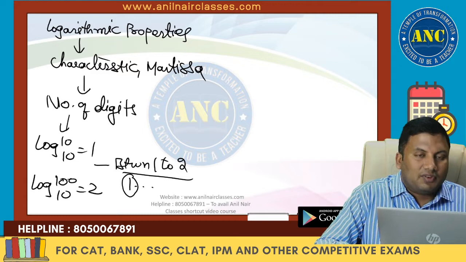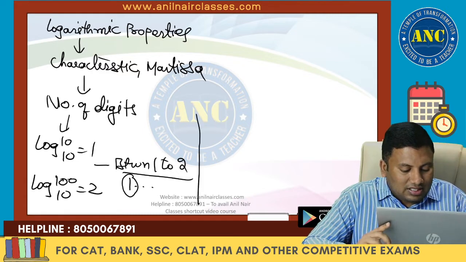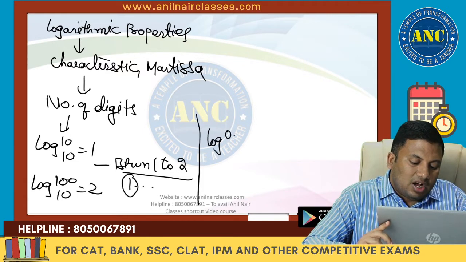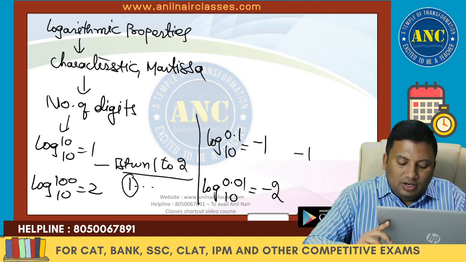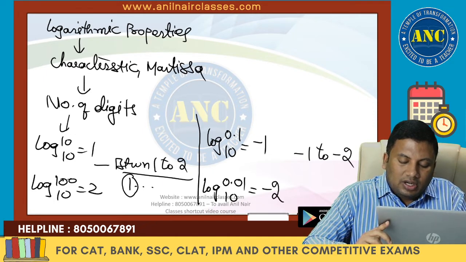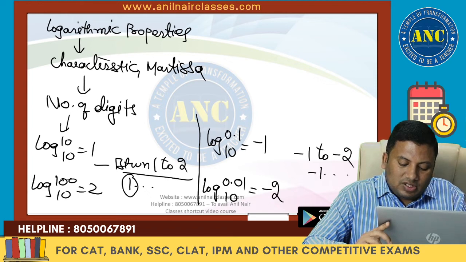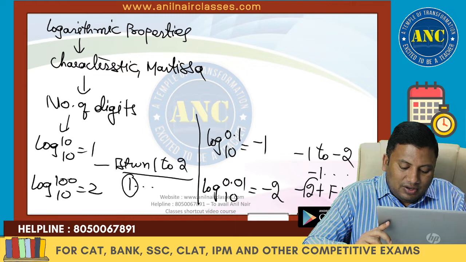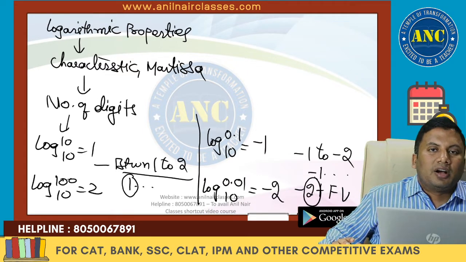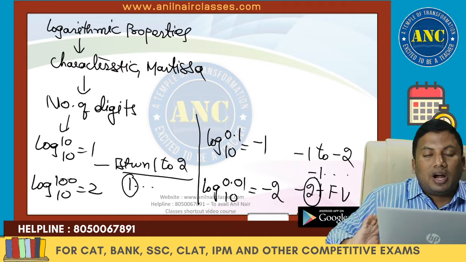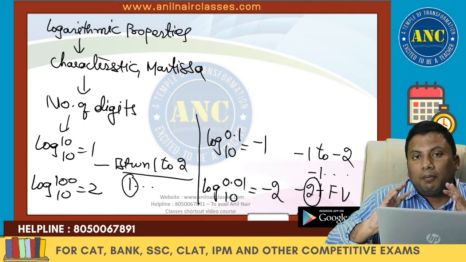So here we got a positive value. The next case we took is log 0.1 base 10, which is minus 1, and log 0.01 base 10, which is minus 2. So the value lies between minus 1 and minus 2, which is minus 1 point something, which is minus 2 plus fractional value. Characteristic is negative here, and here it is coming out to be positive. I hope you understood how to find the number of digits.